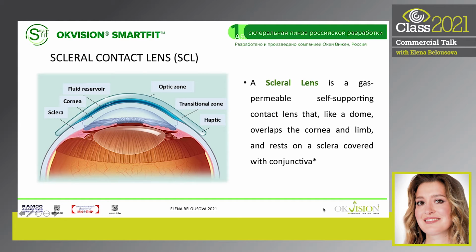And now let's get started. First of all, I want to talk about the scleral lens definition. What are scleral lenses? A scleral lens is a gas permeable, self-supporting contact lens that, like a dome, overlaps the cornea and limbus and rests on the sclera covered with conjunctiva.